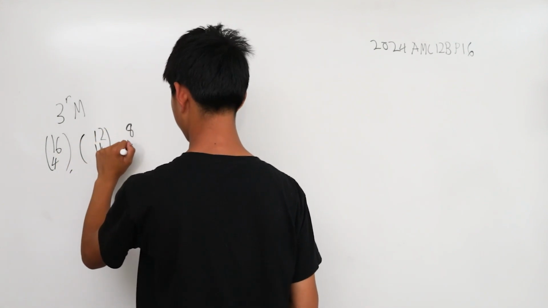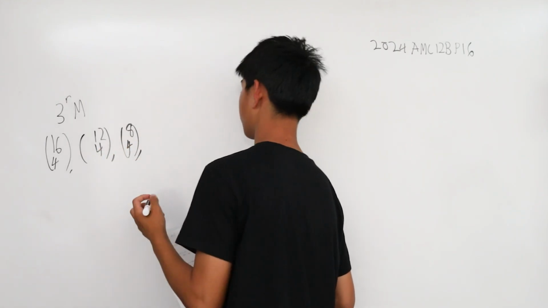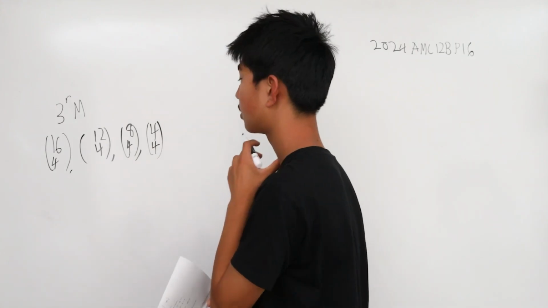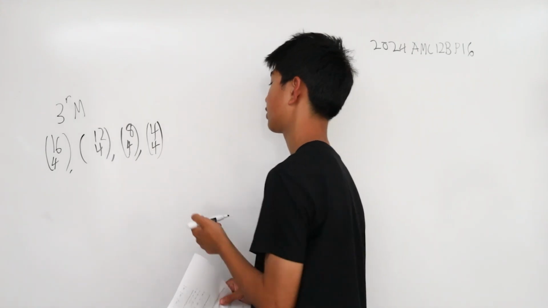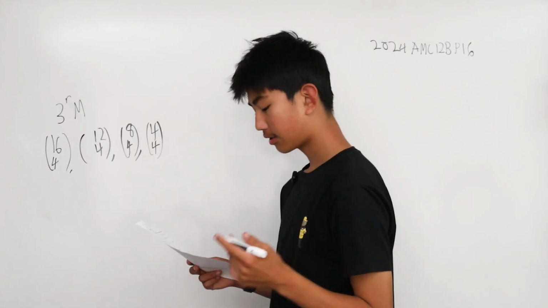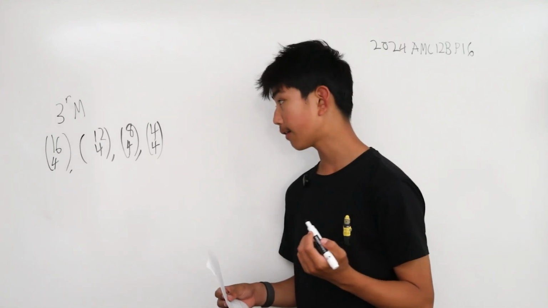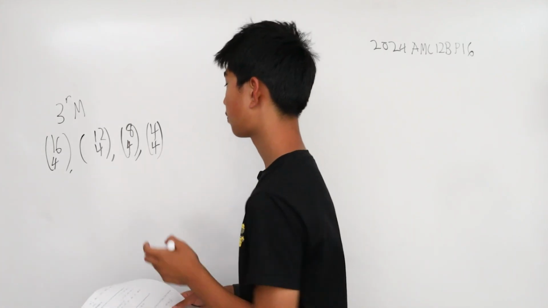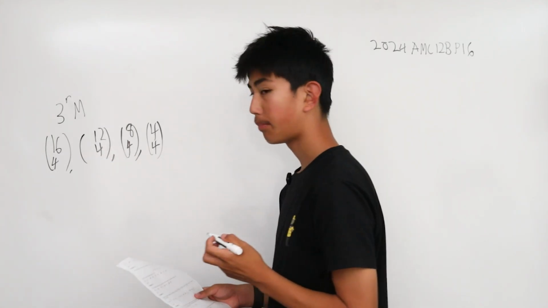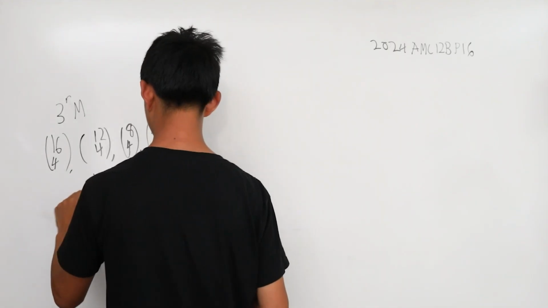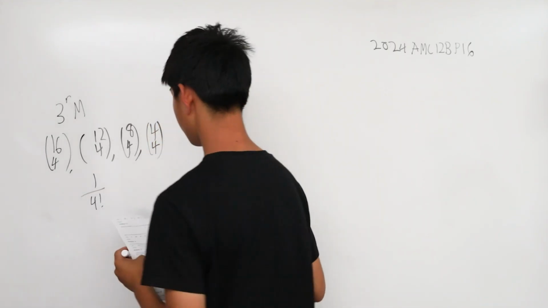Then 8 choose 4 people to go into 1 committee, and then 4 choose 4 people to go into the last committee, so it's just 1. Since all the committees are indistinguishable, we have to divide the total product of these by 4 factorial to get the number of ways to do this.